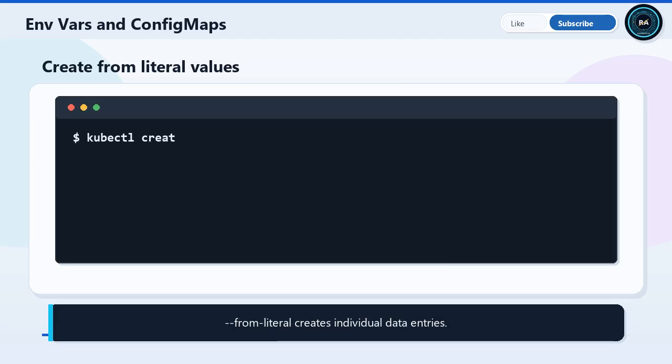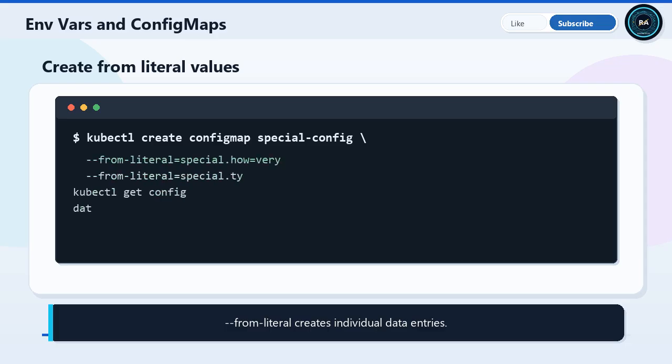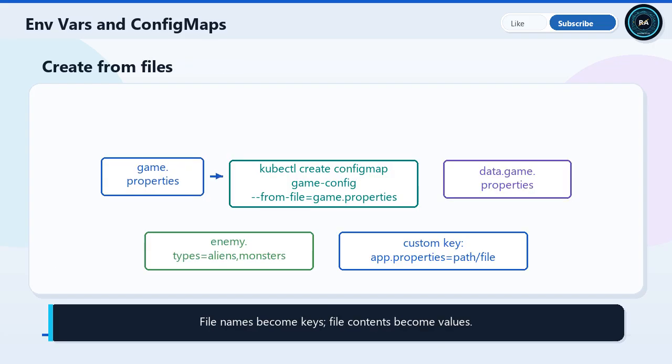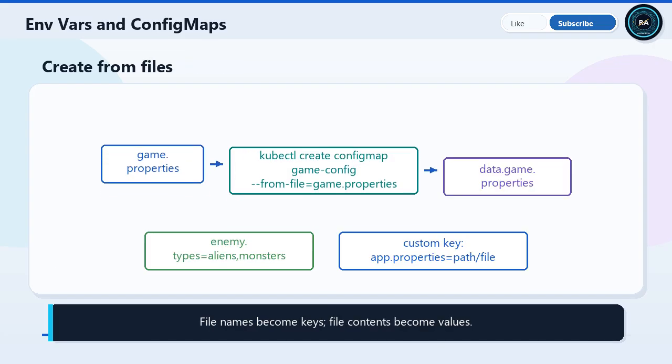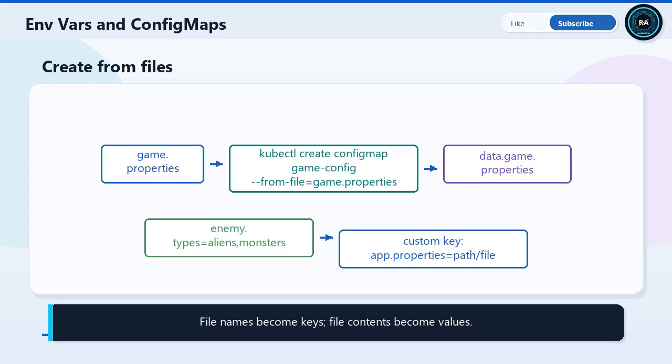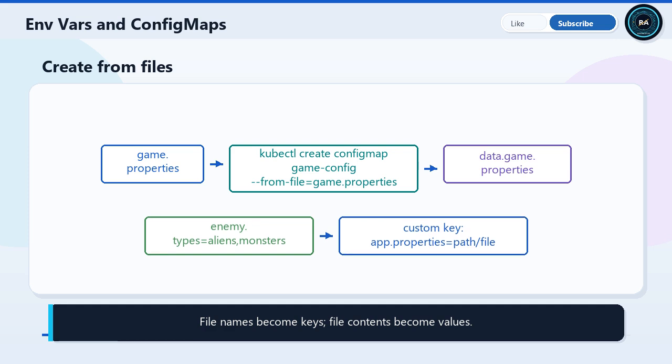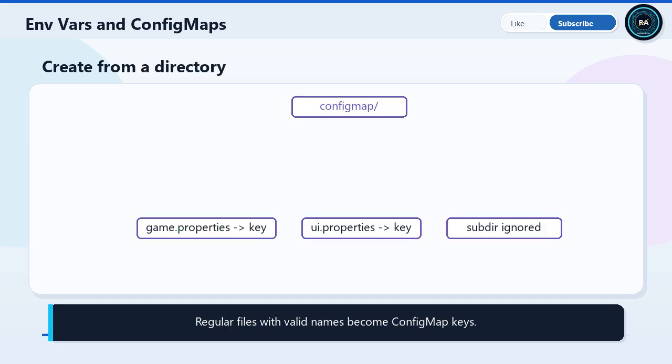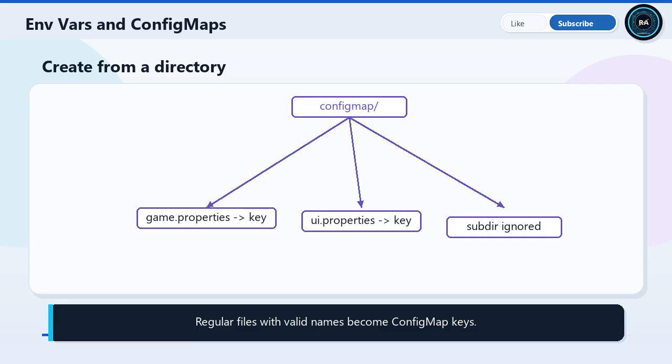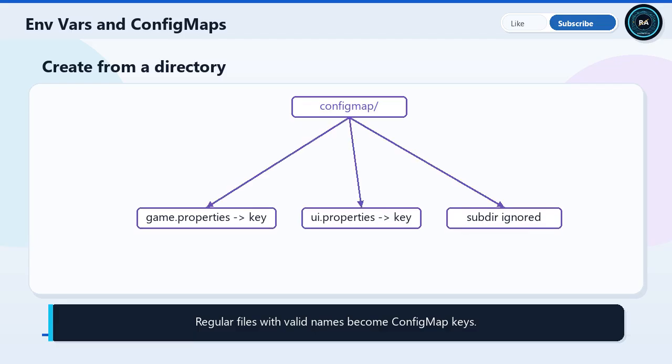For quick values, kubectl create configmap can take repeated --from-literal flags. Each key value pair becomes an entry under data. When you create a config map from a file, the default key is the base file name and the value is the file content. You can also provide a custom key name. When the source is a directory, kubectl packages regular files whose names are valid config map keys. Subdirectories and special files are ignored.